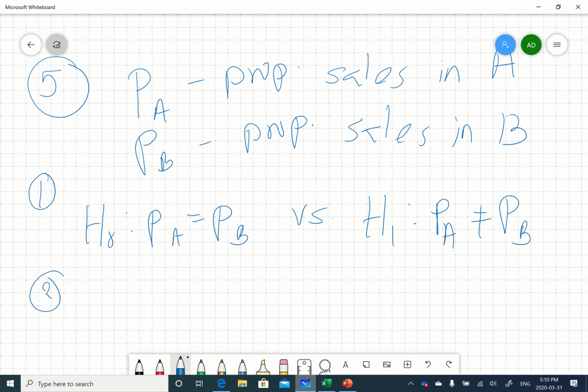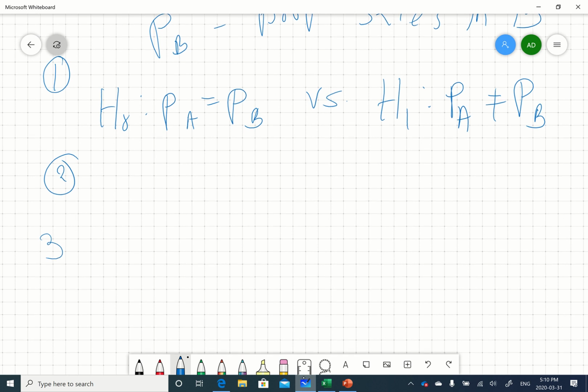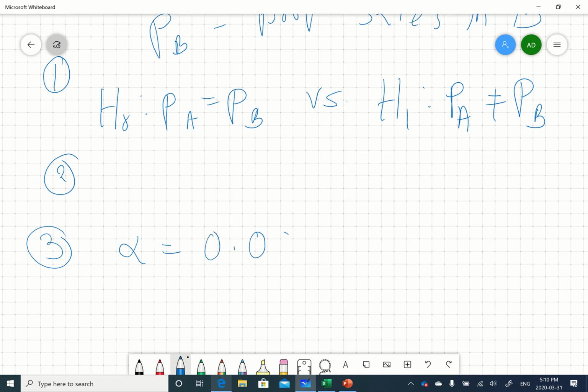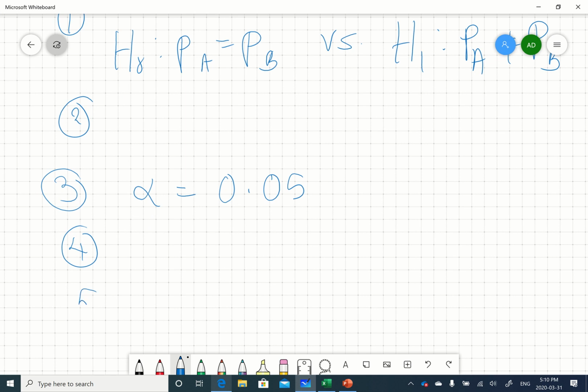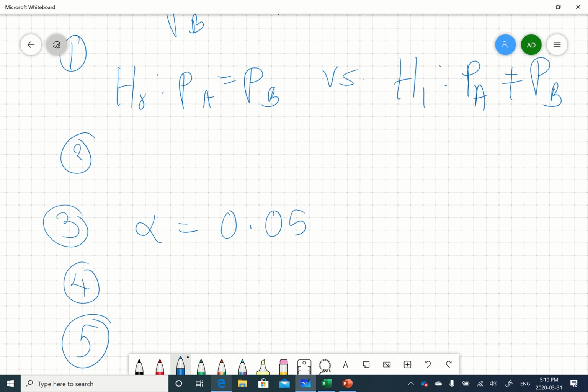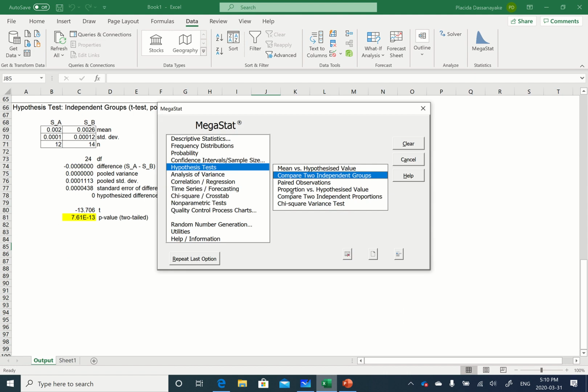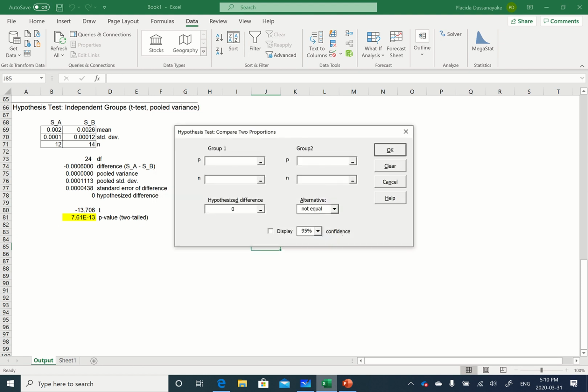Okay, step 2, test statistic. Step 3, alpha, I didn't see alpha is given. So assume it's not given. Assume 0.05. And step 4, p-value, don't know yet. Step 5, the conclusion. So this is a test for proportion. So we're comparing 2 population proportions. So it's only one test we have, the second last. Compare 2 independent proportions. Go in and you have group 1, group 2. So you have to provide the sample proportions.